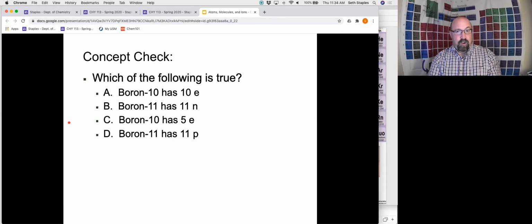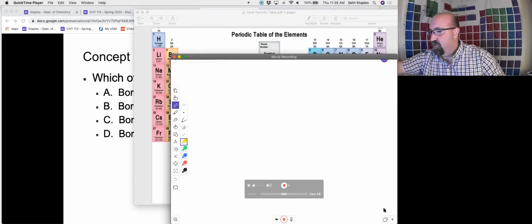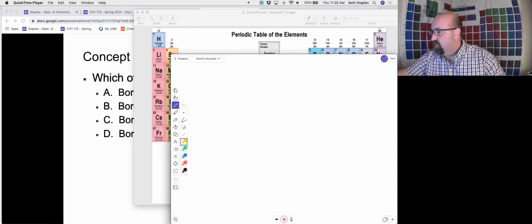Okay, hopefully you're back. To figure this out, the first thing that I would do is look on the periodic table. That's going to be your first move for many types of questions when you're looking at atomic structure. So we're looking at boron. We check our periodic table, and we see that boron has an atomic number of 5. So we know that there are going to be 5 protons in boron's nucleus. Let's start keeping track of this.